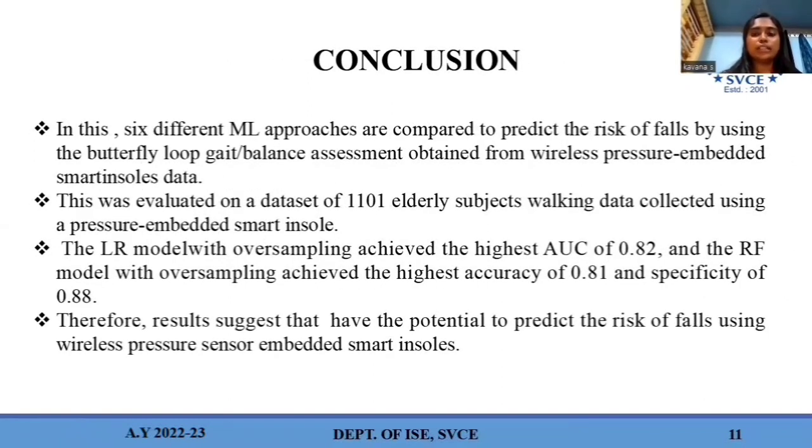So the next is the conclusion. As we said, six different ML approaches are compared to predict the risk of falls by using the butterfly loop gait and balance assessment obtained from wireless pressure embedded smart insole data. This was evaluated on a dataset of 1,101 elderly subjects' walking data collected using a pressure embedded smart insole. The logistic regression model with oversampling achieved the highest AUC, area under the curve, of 0.82, and the RF model with oversampling achieved the highest accuracy of 0.81 and specificity of 0.88. Therefore, the results suggest the potential to predict the risk of falls using wireless pressure sensor embedded smart insoles.